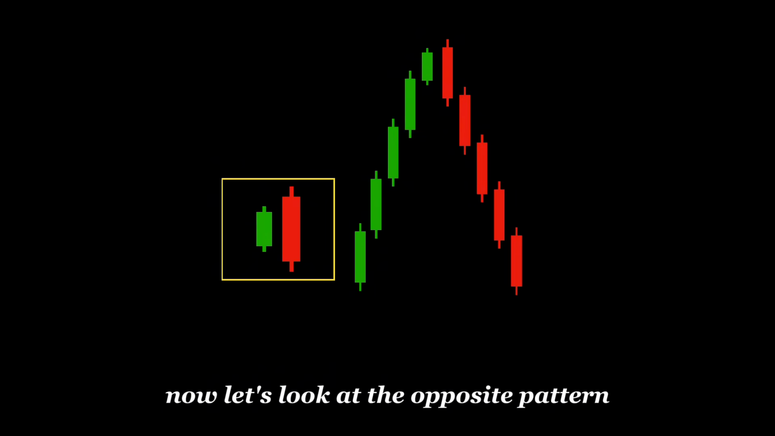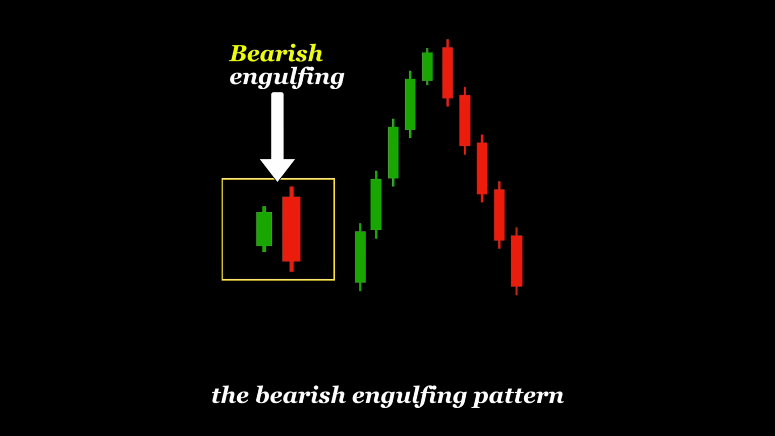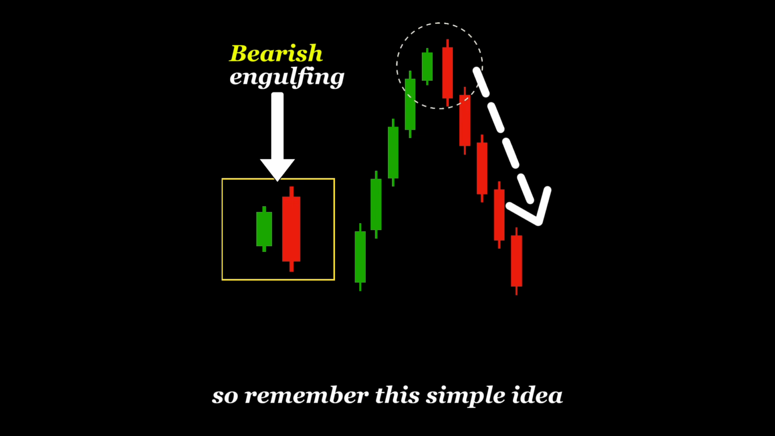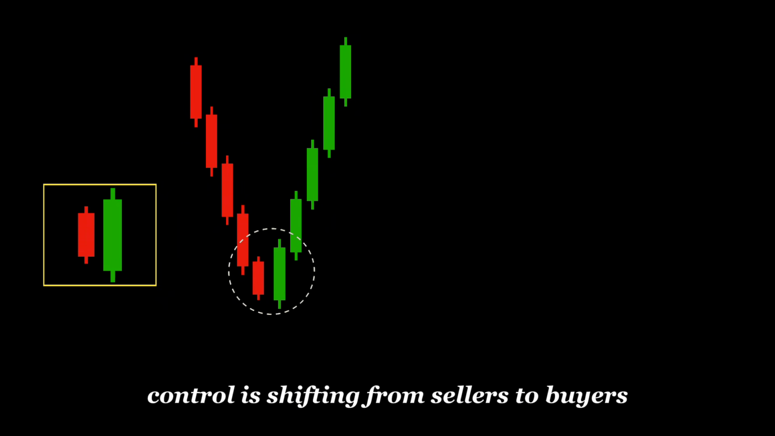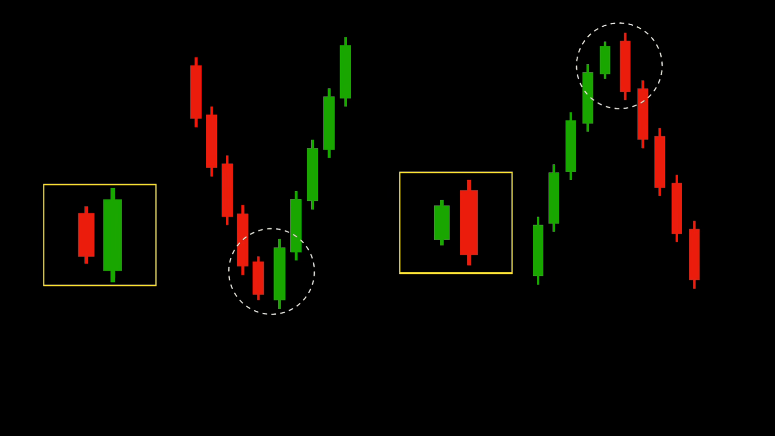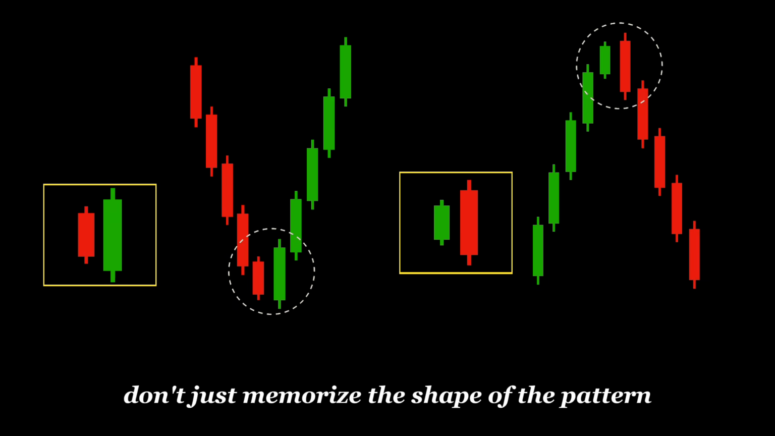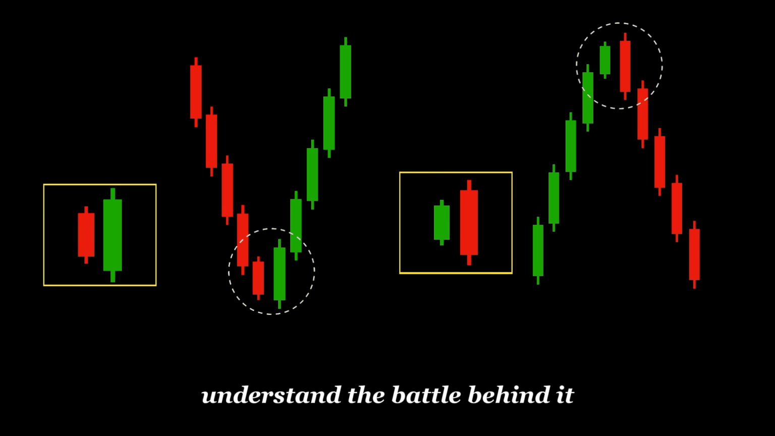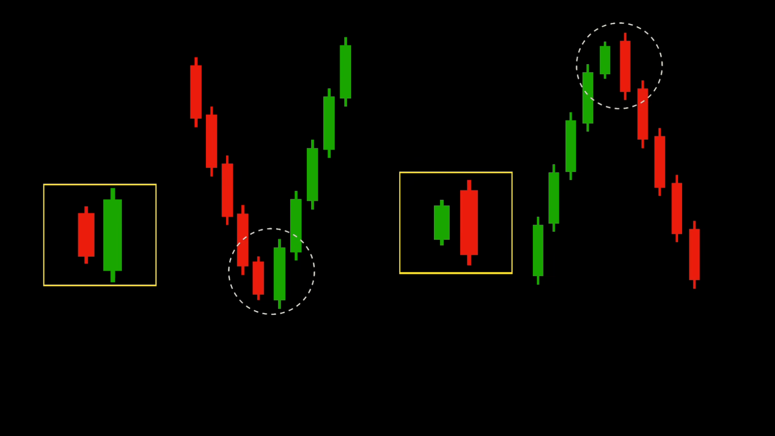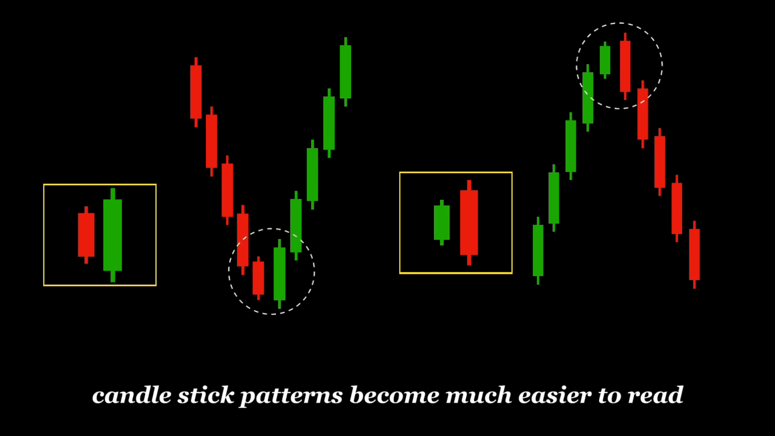Now let's look at the opposite pattern, the bearish engulfing pattern. The idea is exactly the same, but this time the battle is won by the sellers. So remember this simple idea. A bullish engulfing pattern can tell us that control is shifting from sellers to buyers. A bearish engulfing pattern can tell us that control is shifting from buyers to sellers. Don't just memorize the shape of the pattern, understand the battle behind it. Because once you understand who is winning the battle between buyers and sellers, candlestick patterns become much easier to read.